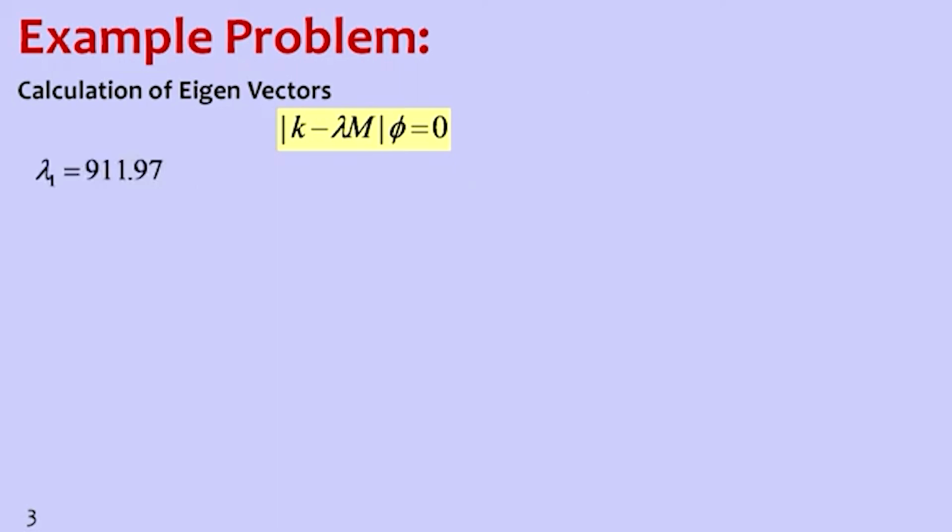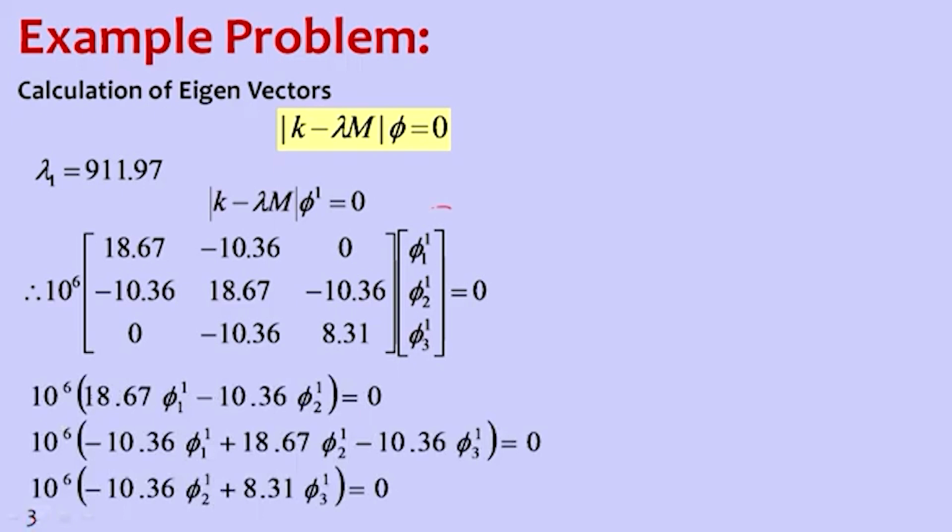Since we have to calculate the eigenvector, it is nothing but the mod of K minus lambda M into phi equal to 0 that will give us the eigenvector. So if I put lambda 1 as 911.97 in this equation, I will get this phi matrix. Now here phi 1, 1: the first suffix indicates the mode number and the second suffix indicates the floor level. So phi 11, phi 12 and phi 13.